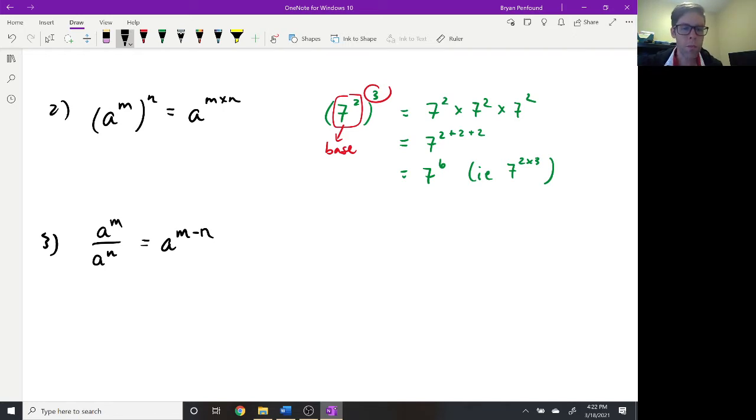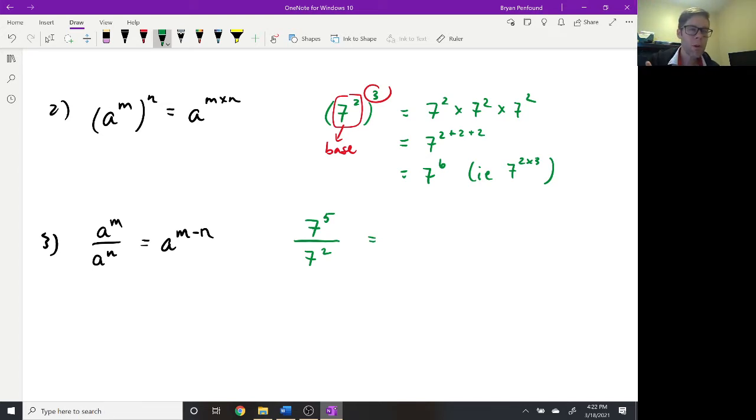Now the third property deals with division. So if I have a very similar looking base, but maybe I have different powers here in the exponential expressions, if I'm dividing those like bases, I am permitted to subtract the 2 powers. So again, maybe let's just kind of stick with some 7s here. So let's do like 7 to the 5 divided by 7 squared. Okay, so 7 to the 5 divided by 7 squared.